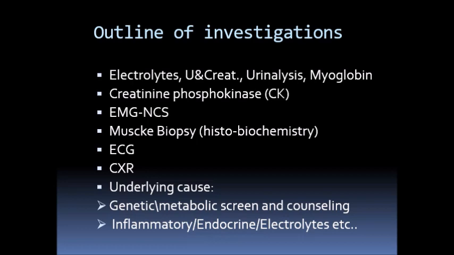So CPK or CK, EMG, nerve conduction study and muscle biopsy is pretty much shared. We always do that for myopathies. Now electrolytes also is important: urea, electrolytes, creatinine, urinalysis, myoglobin. The ECG also is important to exclude cardiac conduction problems, and chest X-ray can show you cardiomegaly.